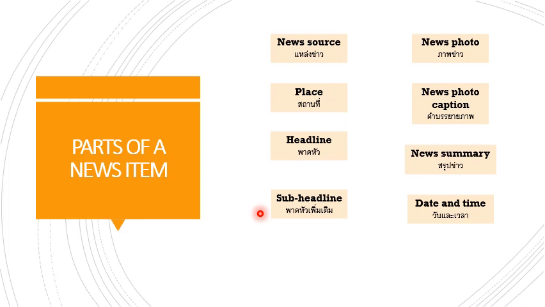And the news summary. It is the first paragraph of the news item and it describes in short what the news is all about. Okay, so let us recite all of the parts of the news item. First, news source. Next is place. Headline. Subheadline. News photo. News photo caption. News summary. Date and time.